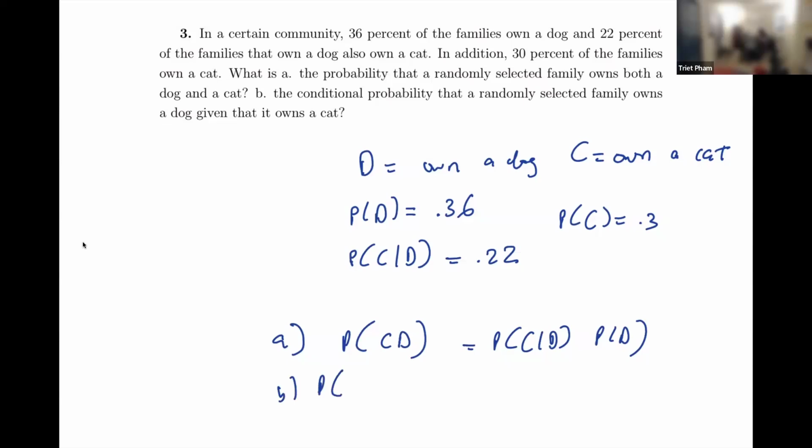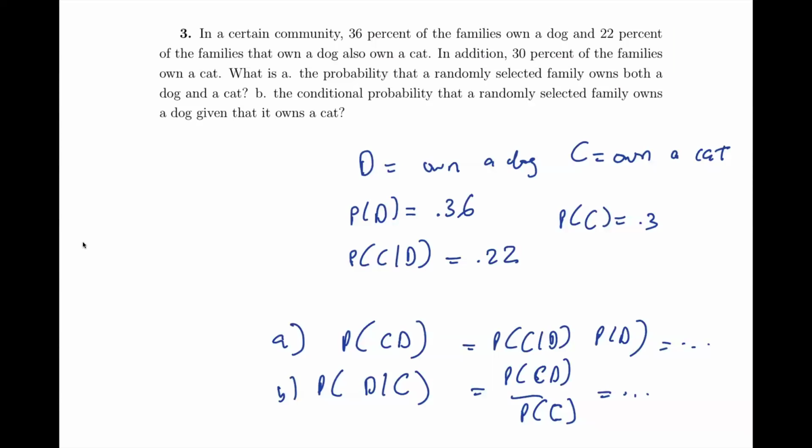And B would be P of D given C, which would be P of CD divided by P of C. All right, you fill in the blank. Is that okay? Any question here?